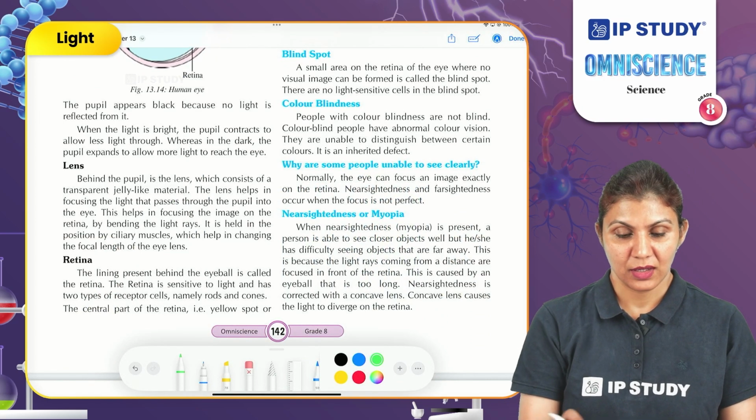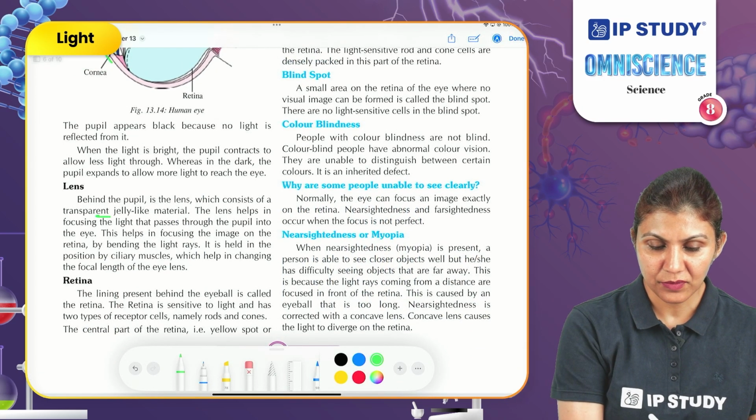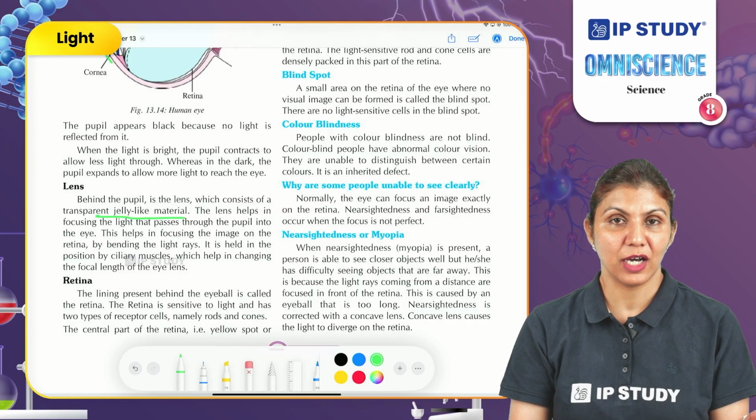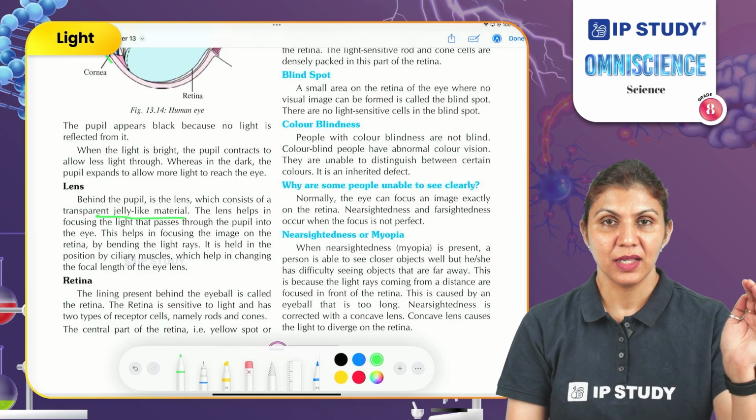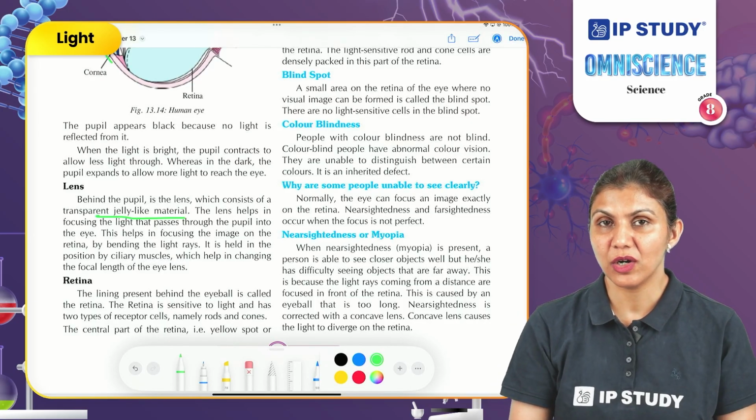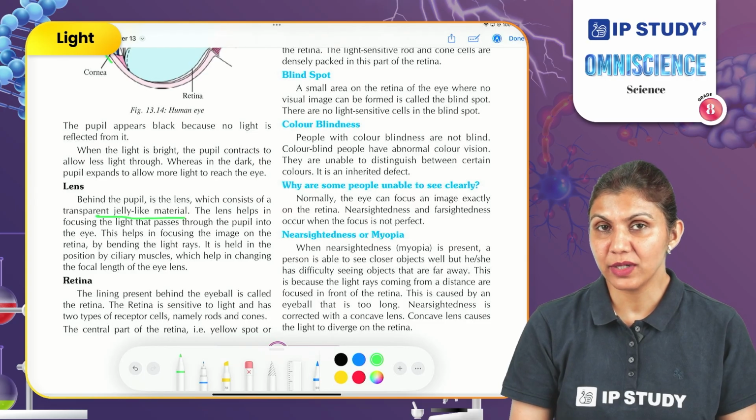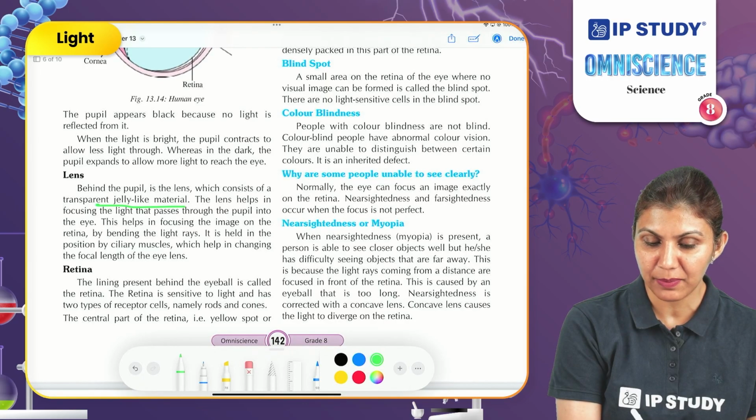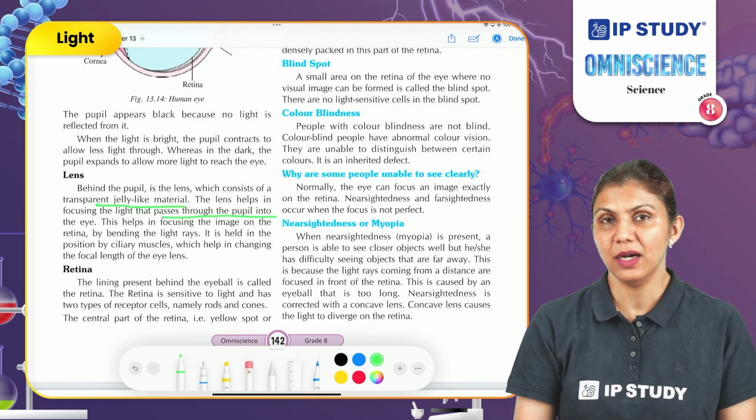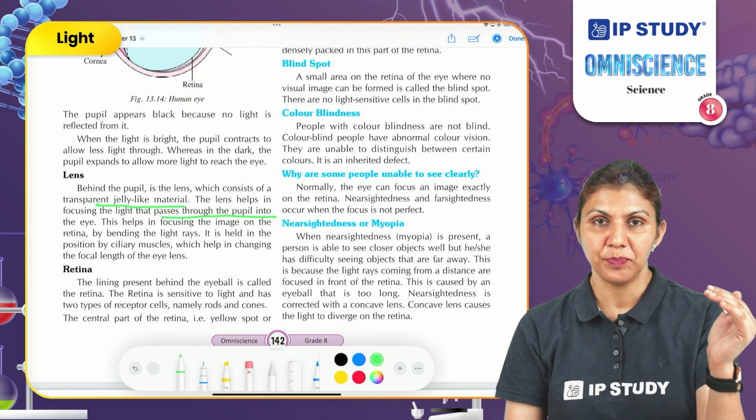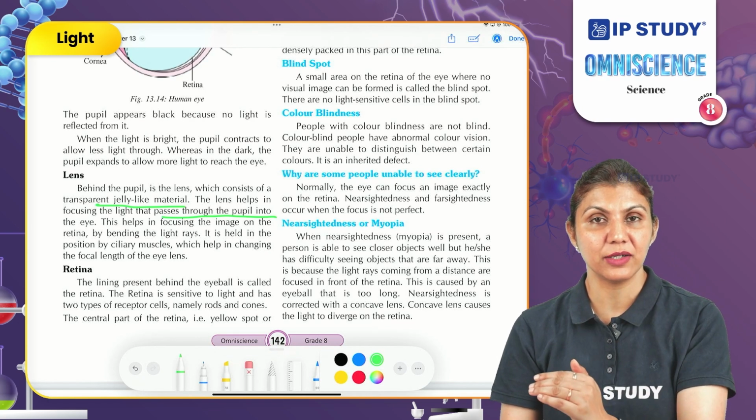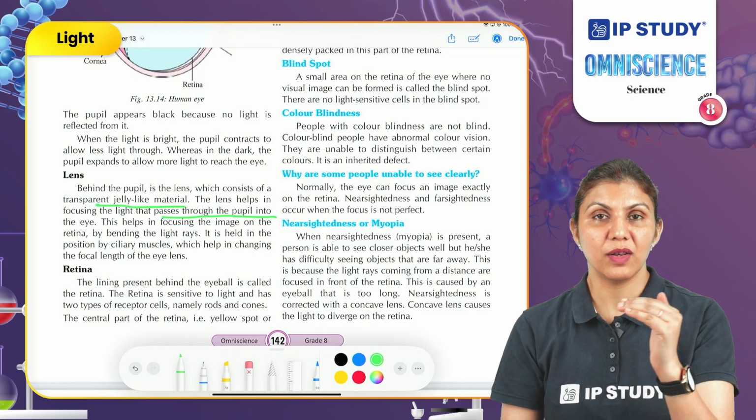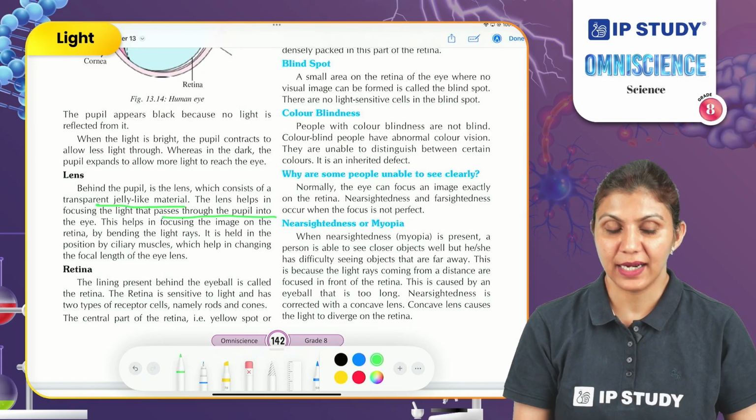Next is the lens. The lens consists of transparent jelly-like material. It works on the phenomenon of refraction. This jelly-like material allows light to move through your eye and helps us to get the images of different objects. The lens helps in focusing the light when it passes through the pupil into the eye. First of all, light comes to the cornea, then it enters the pupil, and then it enters the lens. And after passing through the lens, the light will focus at a point on the retina.